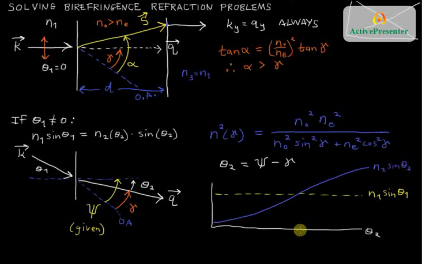Now, of course, that does depend on the value of theta 2. And you just look for where the intersection is. If you plot these two quantities, one a constant, one a variable, you'll find an intersection point, and that intersection point tells you the value of theta 2 at which the refraction will occur. Once you know the value of theta 2, that immediately gives you the angle gamma, and once you know the angle gamma, you immediately can figure out the angle alpha for where the pointing vector will orient.